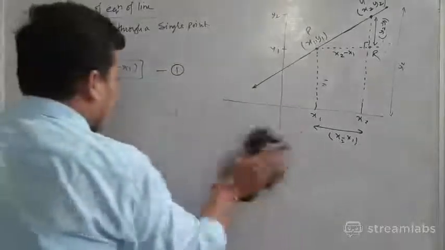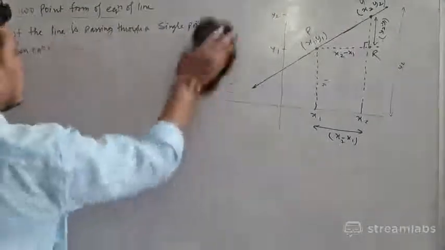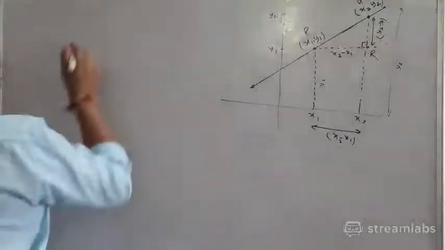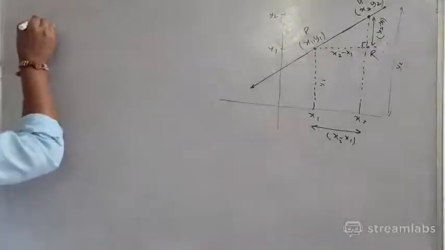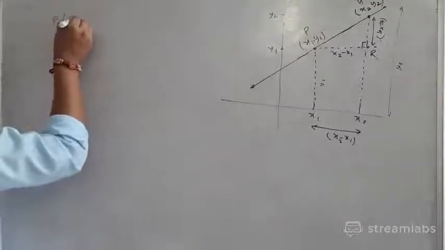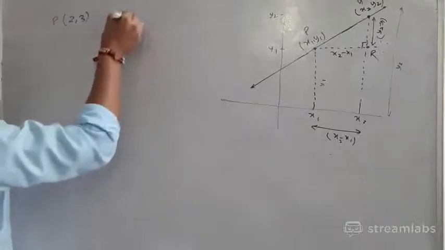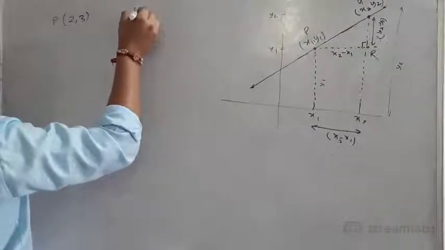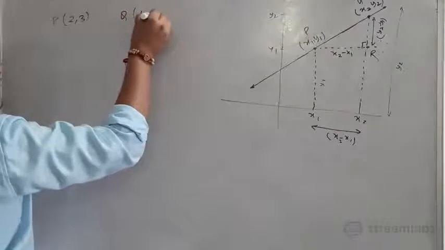Now I am taking the third type of the example. And what is the third type of the example? It means when you have been given 2 points. So listen to it properly. If a line is passing through the point P, whose coordinate is (2, 3), and the line also passes through another point Q whose coordinate is (4, 5).